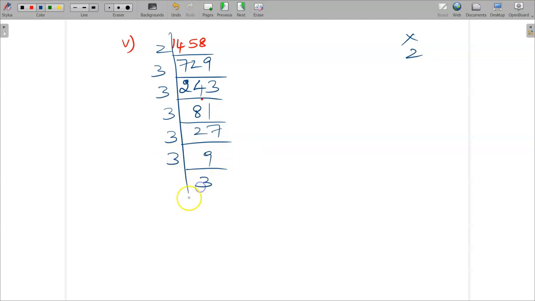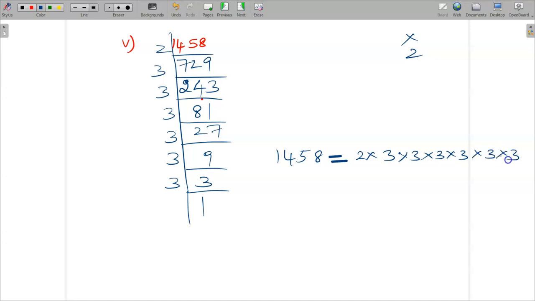So 3 3s are 9. Okay, so again it is an odd number, divided by 3, 3 1s are 3. Okay, so 1458, I can write it as a multiplication of these numbers. That is 2 into, okay, how many 3s, 1 2 3 4 5 6, 3 into 3, again 3 into 3, again 3 into 3. So make it as a pair. So these numbers are in pair. Okay, so only 2 has no pair.